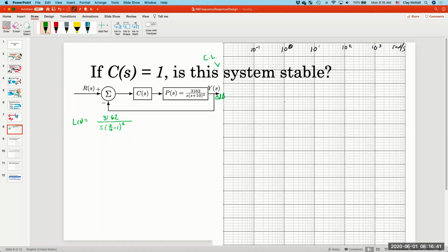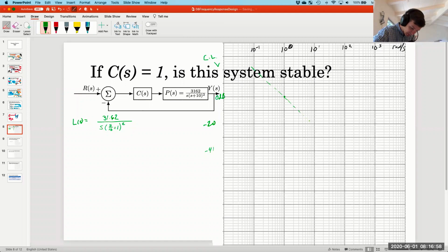And so, yeah, we're going to need minus 20, minus 40. Okay, so if this point is 1 radian per second, comma 0 dBs, that's where the integrator runs through. And so this is going to be the magnitude response of the integrator. And each of the real poles is hanging out at 0 dBs until about 10 radians per second, at which point they both roll off at the same slope.